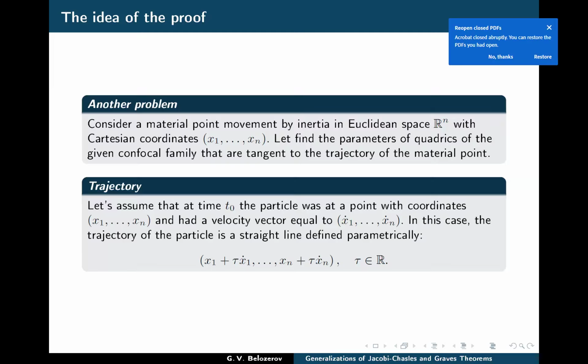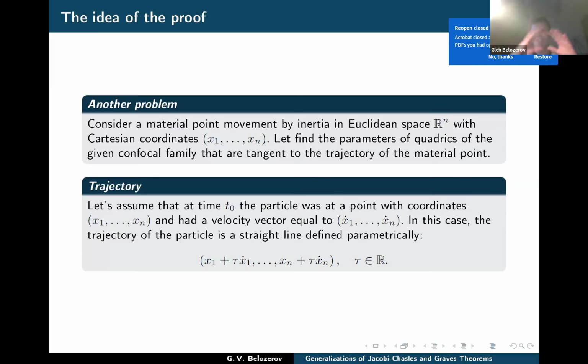What do I mean by inertia? Without any acceleration, without external forces. Yes, without acceleration.